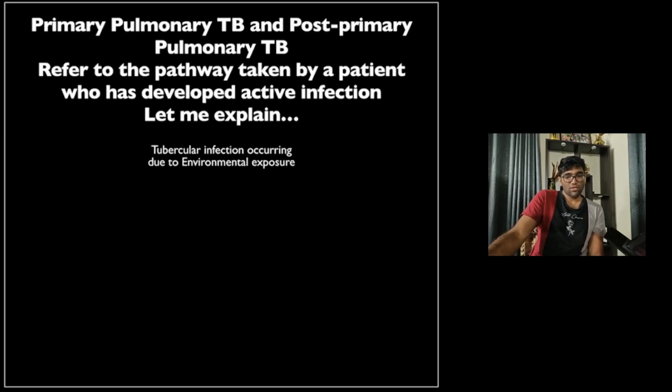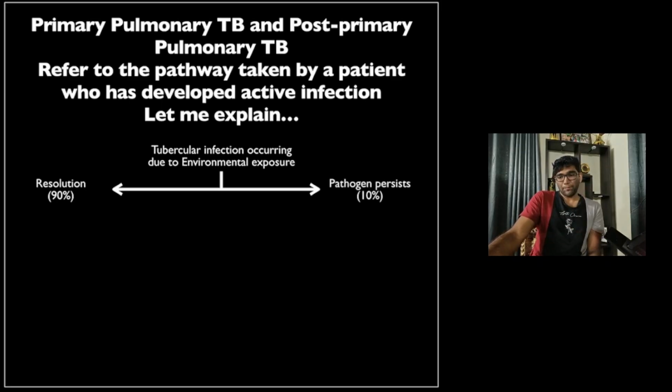Once you have exposure to tubercular pathogens in the environment, there are two possible outcomes. One is that the immune system is able to clear off the pathogen. This happens in 90% of adult humans. In the remaining 10%, the pathogen persists. It has not been completely killed off. So two possible forms of infection then develop.